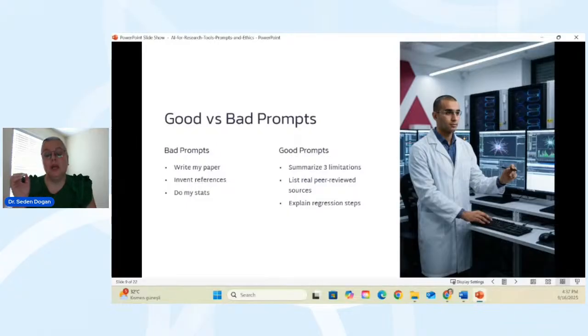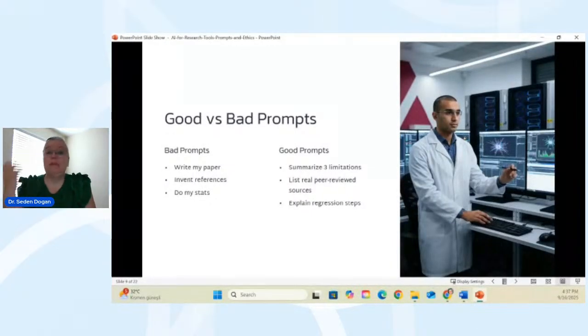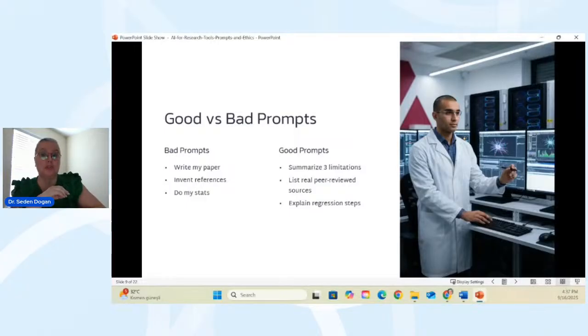Another bad prompt. Invent references that support this claim. So this leads to fabricated citations, which is a major problem in our academia and a major integrity violation. So the good prompt would be suggest peer-reviewed sources with DOI numbers that discuss this claim. And then you can check that source results, like sources that have been provided by AI, if they actually exist in Google Scholar or any other library database.